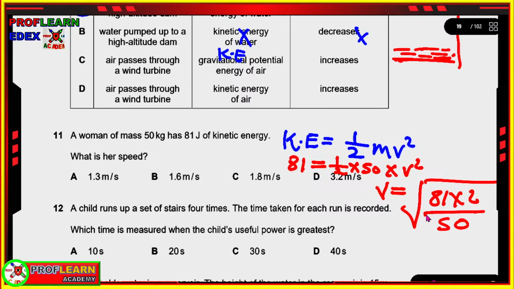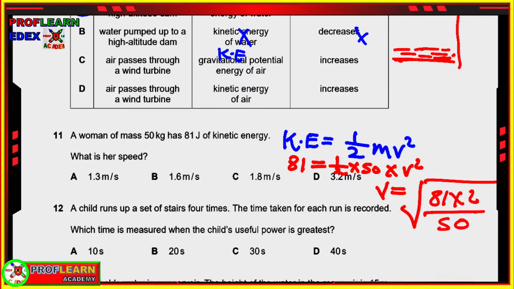Another way you could have done it is just trying to input every speed that you have there, to check whether it will give you the kinetic energy of 81. Upon working out, I'm getting 1.3, and then I'll check in the chat section what you think. What's that? That's not quite.